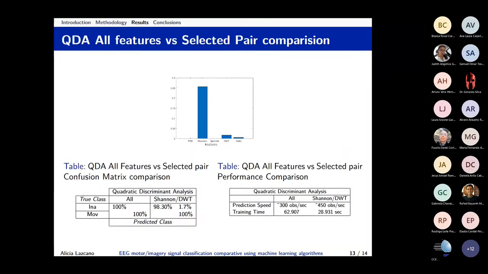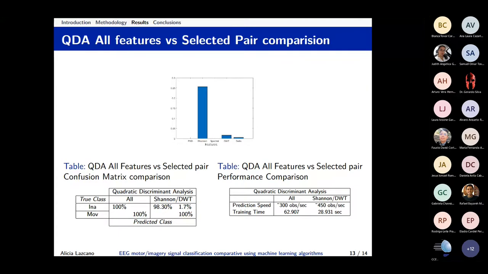The selected pair of features has a similar performance in the confusion matrix for the predicted classes. The Shannon entropy and discrete wavelet transform pair is the most relevant for the system. And the training time and prediction speed of the pair of features is better in terms of computational cost and prediction speed.